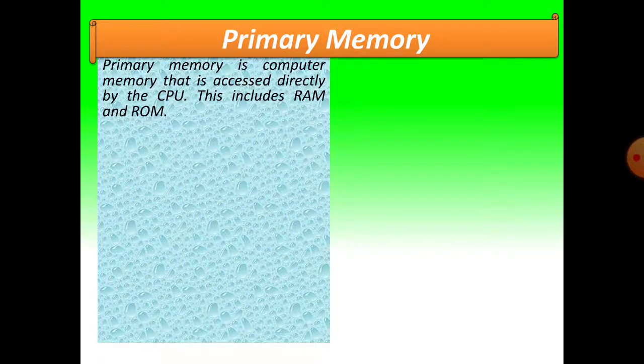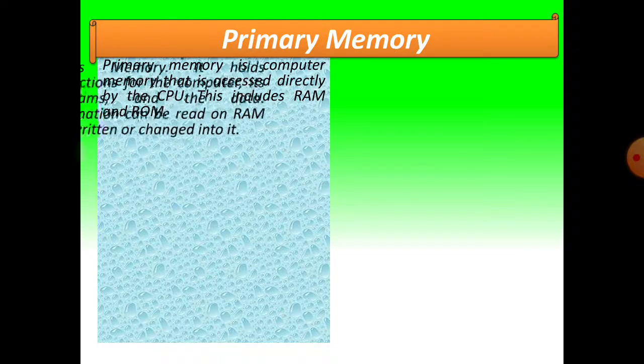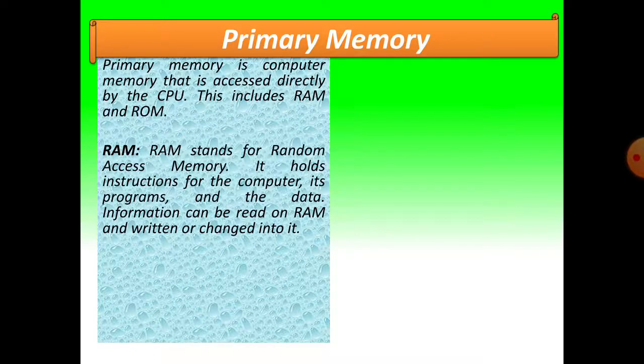Primary memory. Primary memory is computer memory that is accessed directly by the CPU. This includes RAM and ROM. So what is RAM? RAM stands for Random Access Memory. It holds instructions for the computer, programs and the data. Information can be read from RAM and written or changed into it.